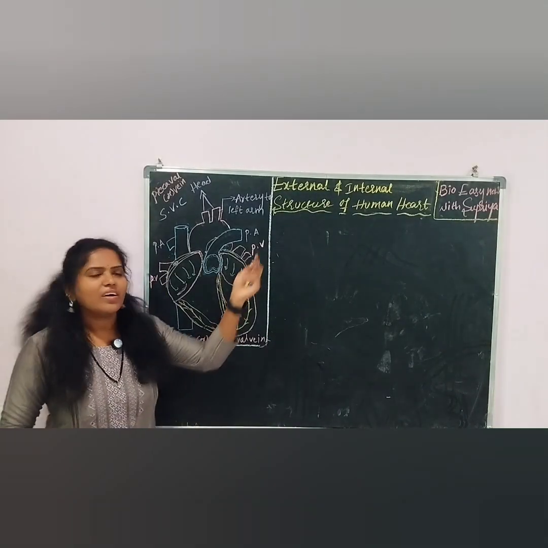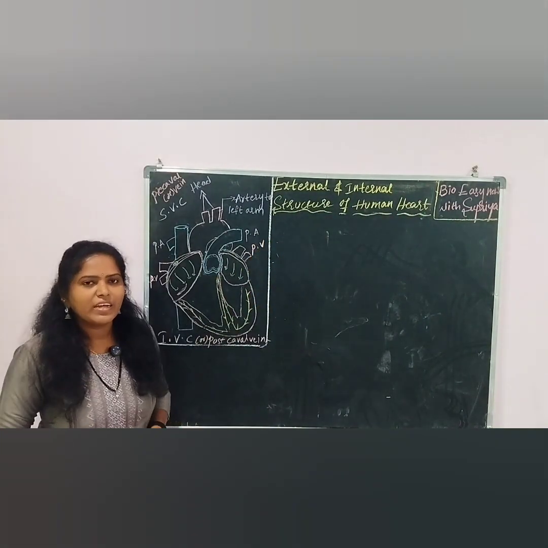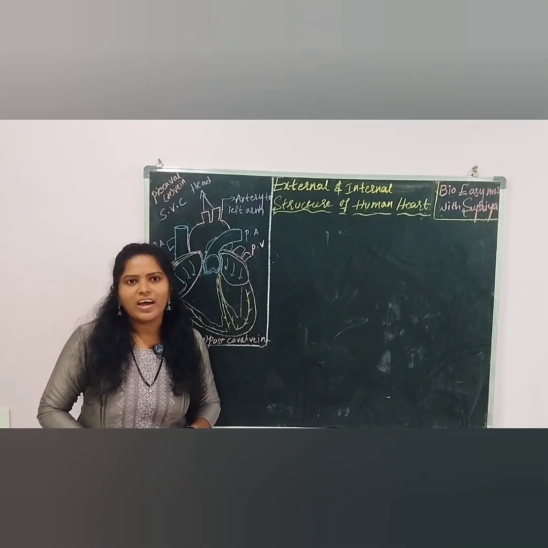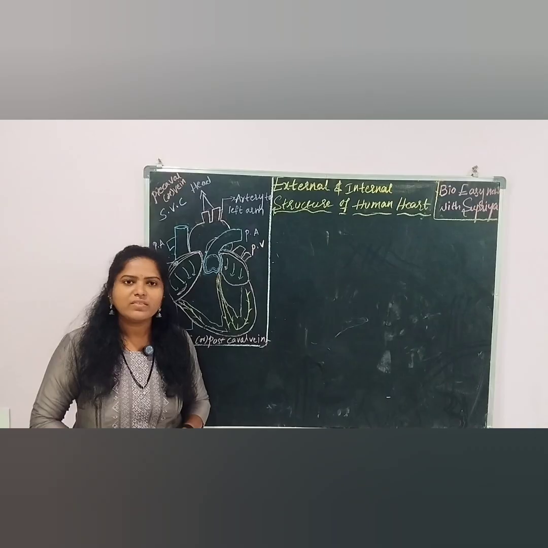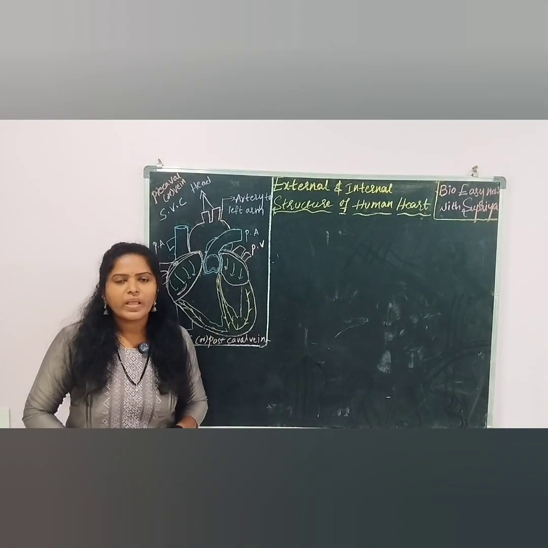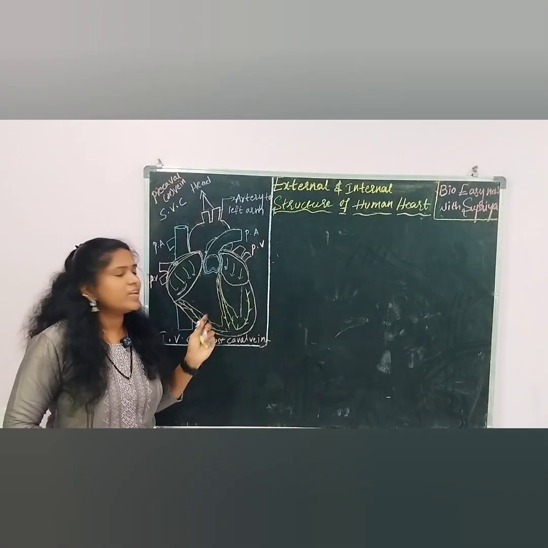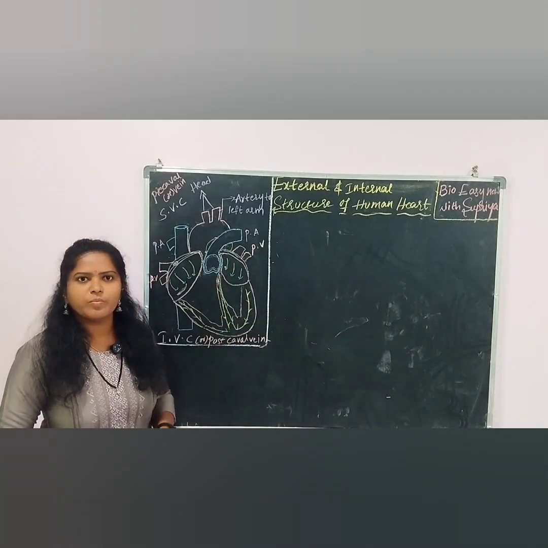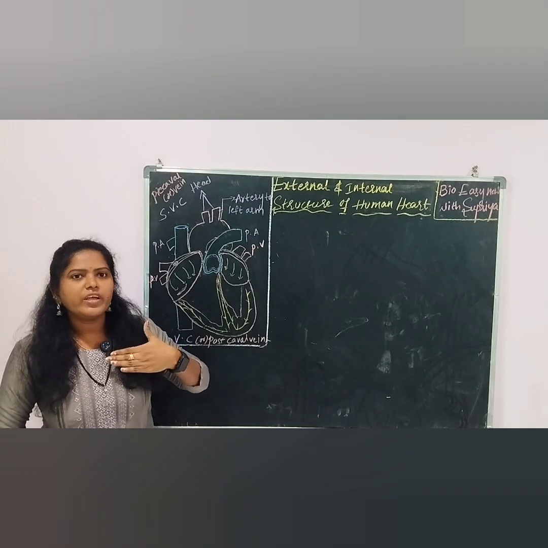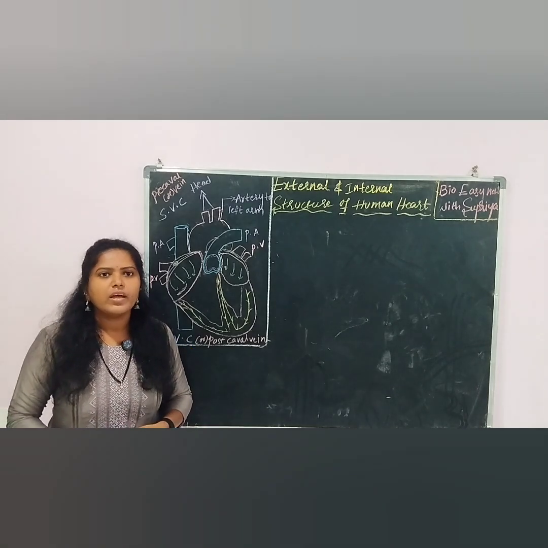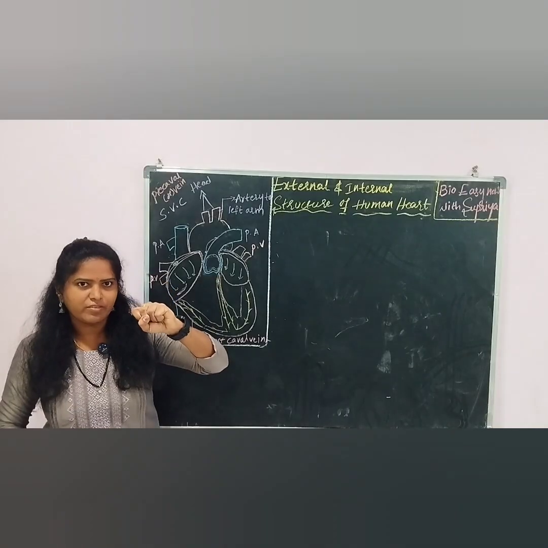Today's topic is the external and internal structure of the human heart. Before that, what is the heart, where is it present, what is the size of the heart, and what is its function? The heart is a muscular organ. It pumps blood throughout the body and is present on the left side of the chest cavity. The size of the heart is about a closed fist.